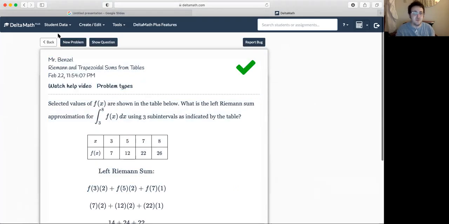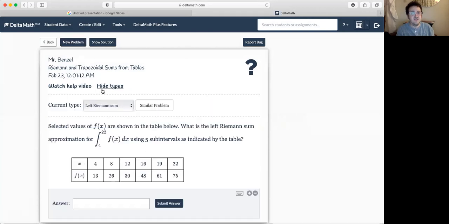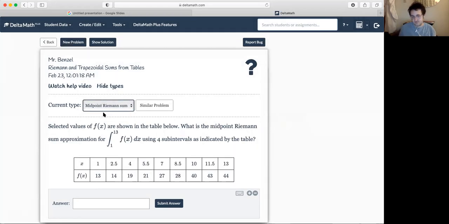Let's look at another type of Riemann sum. Actually, let's go and look at a midpoint Riemann sum. All right, so this says selected values of f of x are shown in the table below. What is the midpoint Riemann sum from 1 to 13 using 4 subintervals? So you have to use 4 intervals as indicated by the table. And it makes sense to just divide this table into 4 even pieces.